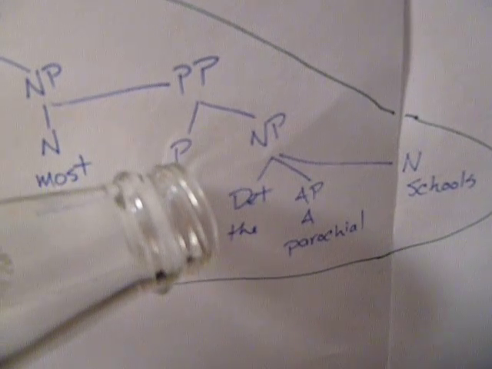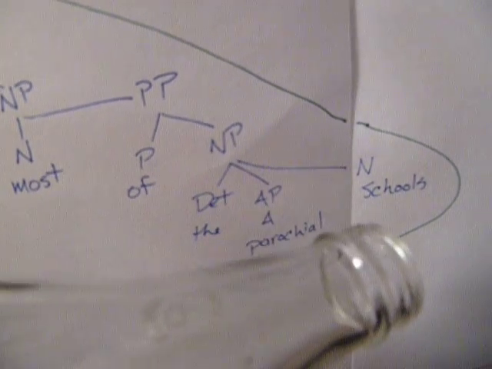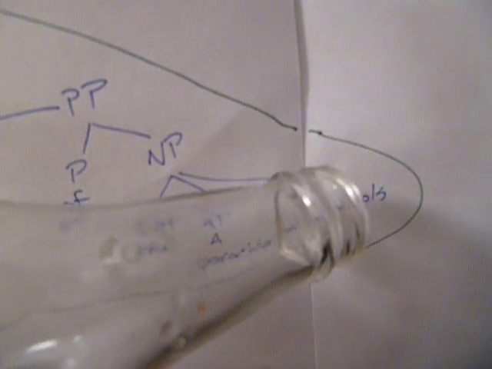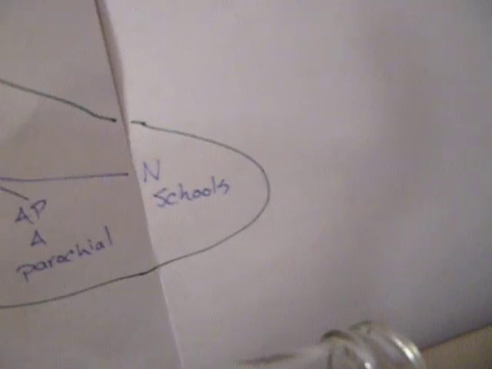So you have a noun phrase with the determiner "the", then you have your adjective phrase with the adjective "parochial", "schools". We could have built another prepositional phrase off of this and said "of the West End" or whatever it was, and we could have said "of the West End in the city of New York". See how you can keep going? Recursion, recursion, recursion.